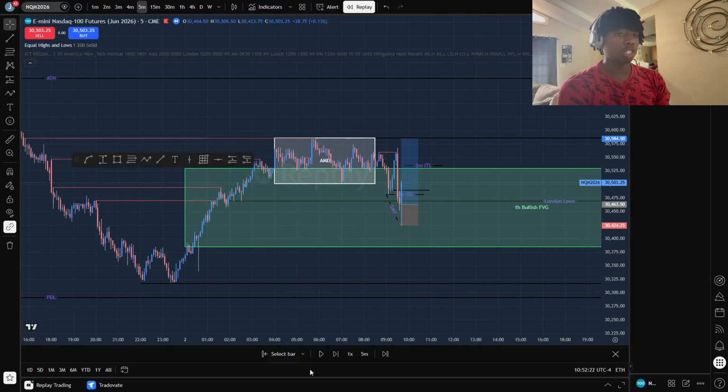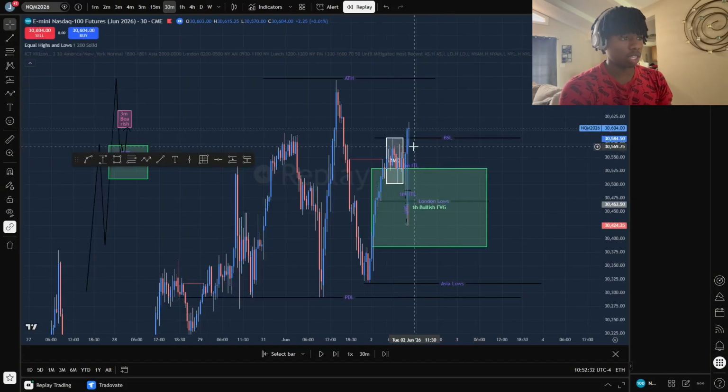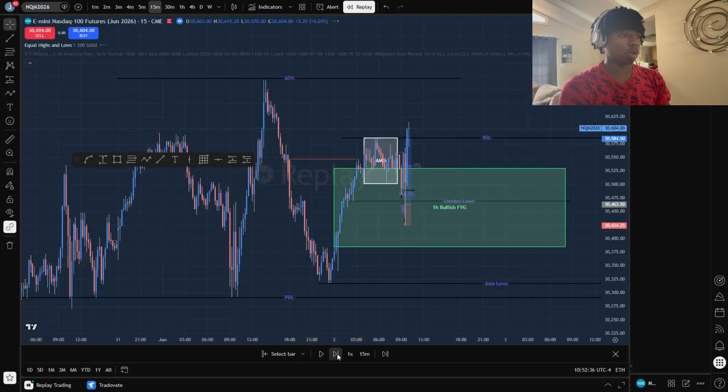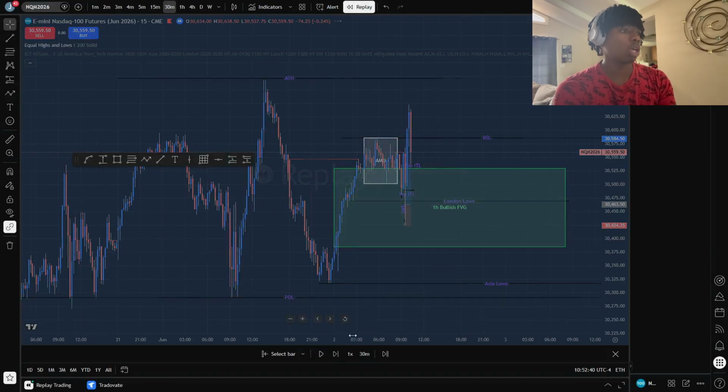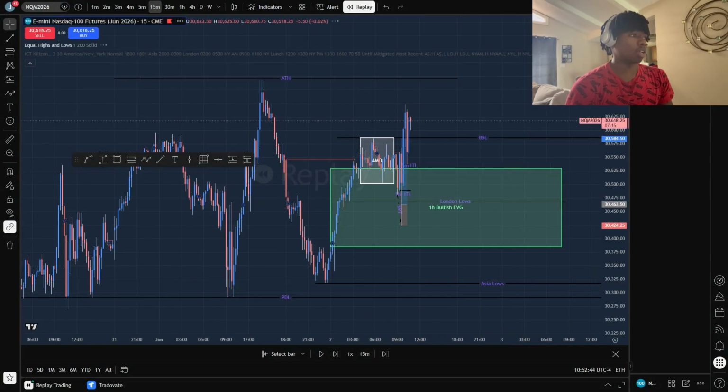Yeah, so we just chopped around the whole day. We took the draw, and then after this, I was like, yeah, this day's gonna be over. Let's see if the 30-minute gets taken, and then this 30-minute did end up getting filled. So we didn't even get the possibility of an inversion because the 30-minute got filled. So I was like, okay, yeah, this trading day's done.